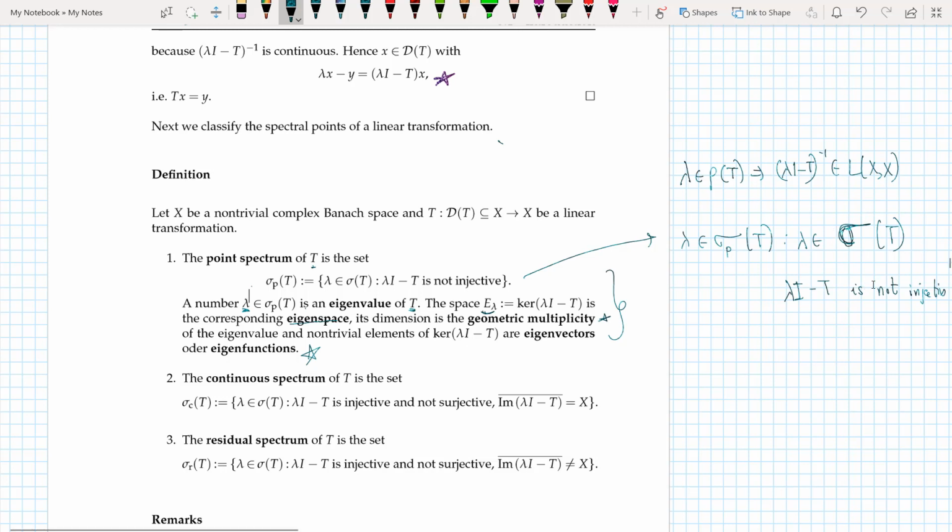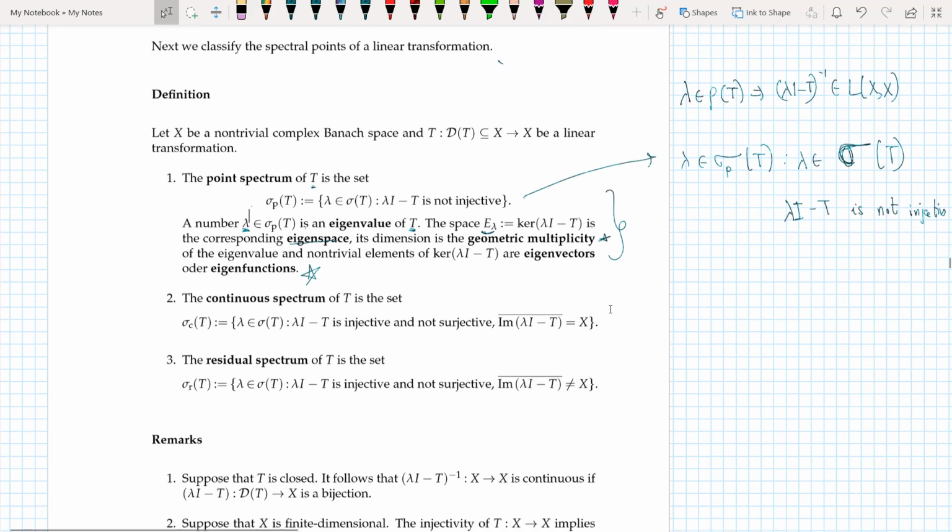So I would talk about geometric multiplicity when we discuss compact operators and self-adjoint operators. As of now, I just want to say that geometric multiplicity is the dimension of the kernel of λI − T, and the kernel of λI − T is also an eigenspace. Okay, and the geometric multiplicity can also be thought of as the number of linearly independent eigenvectors in the kernel of λI − T. And now I talk about the continuous spectrum of T.